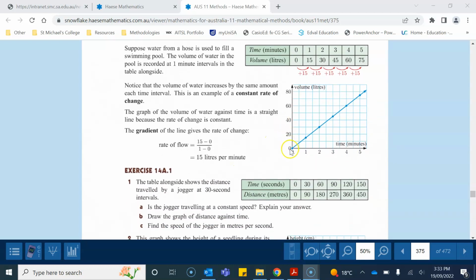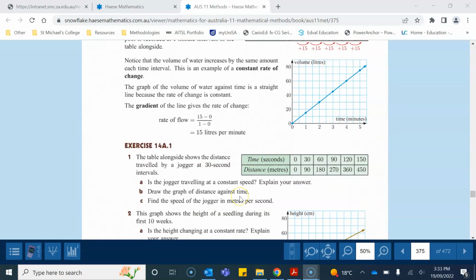What you'll notice is that if it's a constant rate, then we will have a constant slope. So when you're working through these questions, just keep that in mind. The constant slope will mean that there's a constant rate of change.